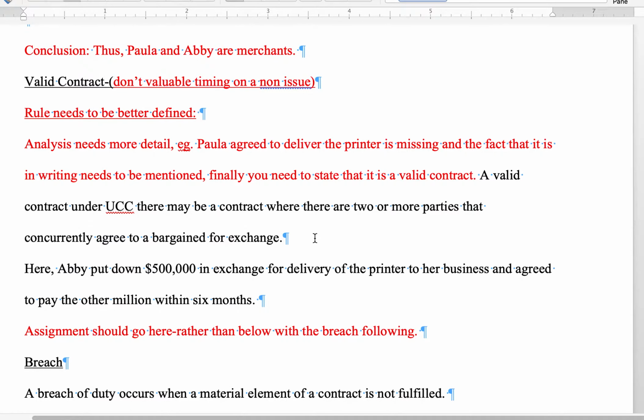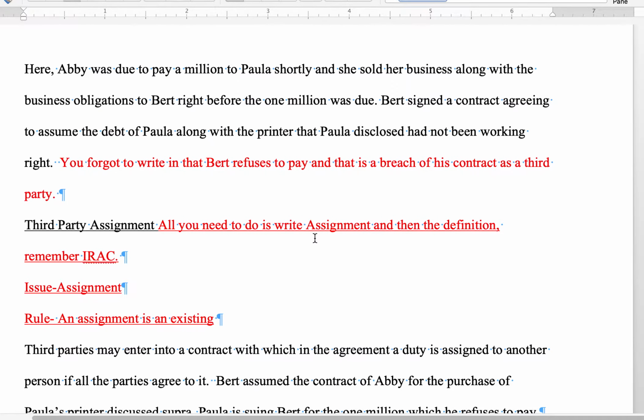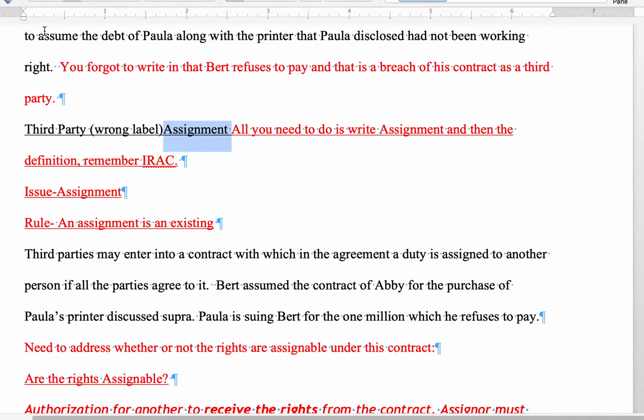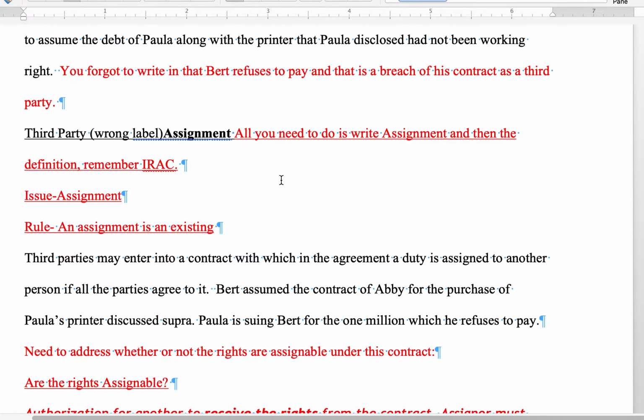Okay, so valid contract, breach, third-party assignment. Now, it should not say third-party assignment. Wrong label. It should just say assignment, period. Okay? And it's an assignment of a contract.